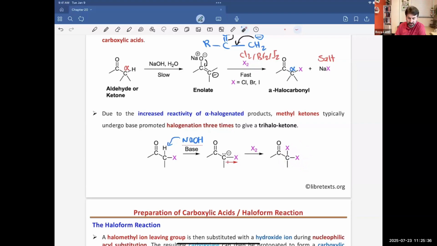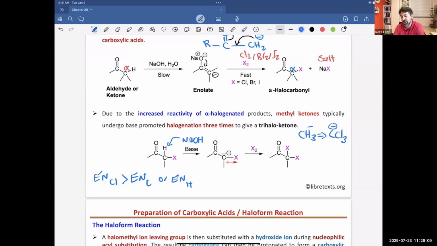What's the purpose of this? I know CH3 with a negative charge is not a good leaving group. Why? Because it's going to be really, really unstable. But I know that the electronegativity of, for example, chlorine is way higher than the electronegativity of carbon or hydrogen. Again, what's the point? The point is this: if you manage to replace the hydrogens by chlorine, you can actually turn CCl3 into a good leaving group.